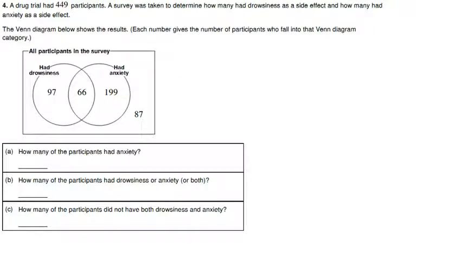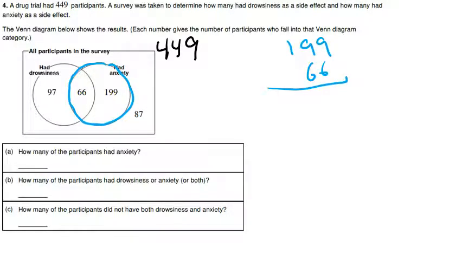Stop the video. Work it, read it, whatever. Let's move it. All right, a drug trial had 449 participants, and we have a Venn diagram that shows us the results, whatever the context here is. So we definitely know that there are 449 participants in this region. We want to know how many of the participants had anxiety. So if you had anxiety, you have to be in this circle here. So we just need to add 199 to 66, and we get 265.